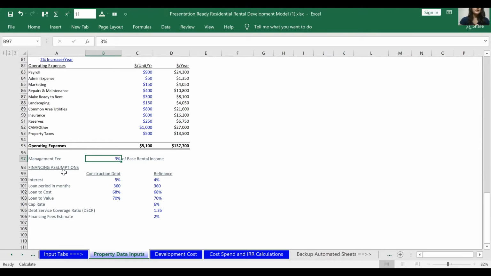Down here, you have financing assumptions. This you can get from a loan officer. I'm going to be covering both the construction debt as well as refinancing.